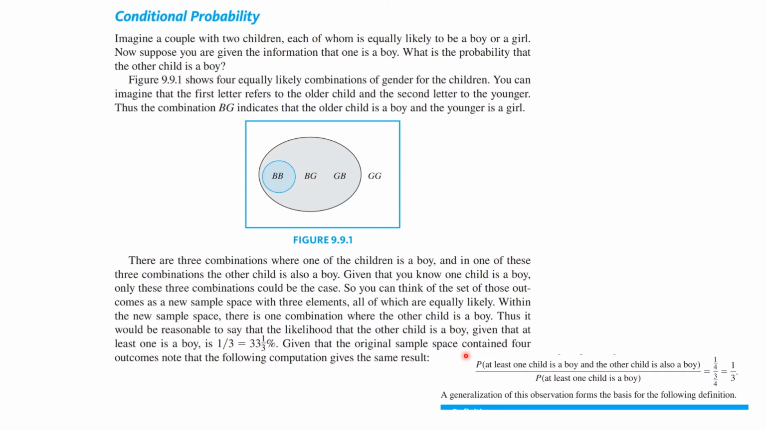Given that the original sample space contained 4 outcomes, note that the following computation gives the same result. The probability at least one child is a boy and the other child is also a boy is 1 out of 4. And the probability at least one child is a boy is 3 out of 4. If we divide 1 out of 4 by 3 out of 4, we get 1 out of 3. A generalization of this observation forms the basis for the following definition.